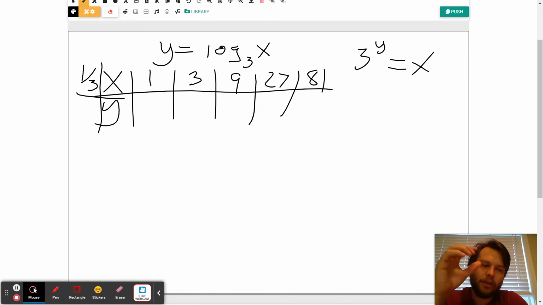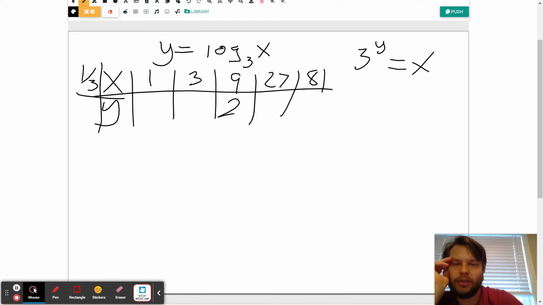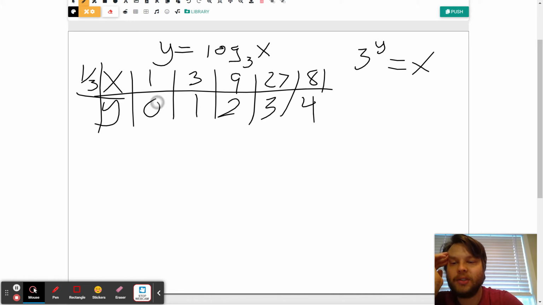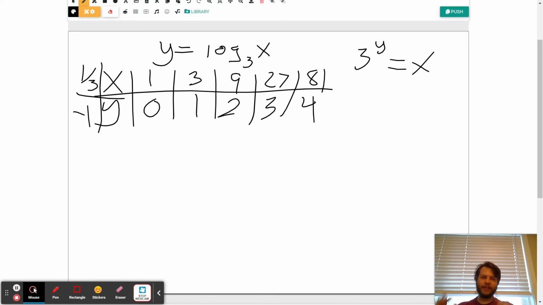Now, the y value is whatever power results in that x value. So what power of 3 results in 9? 2. 3 squared. 3 to the third is 27. 3 to the fourth is 81. And you see the pattern here. We're just counting up by 1 power because those were the x values I chose. 3 to the first power, 3 to the 0 power, 3 to the -1 power. Now take a second to look at those numbers.